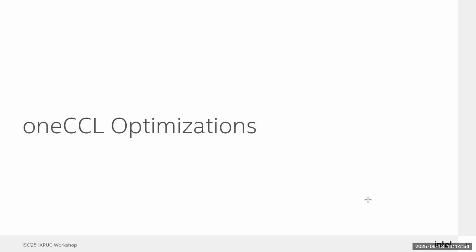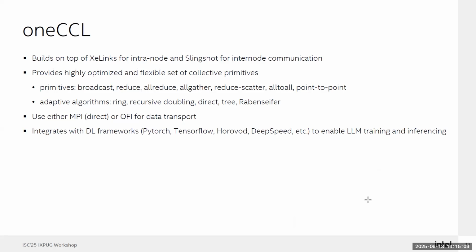So for machine learning applications, there is a communication library called oneCCL that provides a number of primitives. And the primitives are the typical all-reduce, reduction, all-gather, reduce-scatter, all-to-all, and even point-to-point. So it's built on top of the fast link between the GPUs, called Xe Link for the Aurora system, for intra-node communication among the GPUs, and then across nodes using Slingshot. And it has a number of algorithms that it can adapt to.